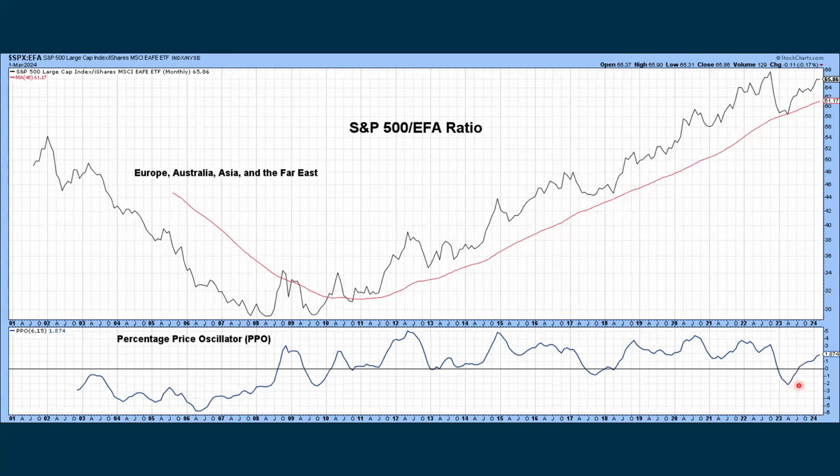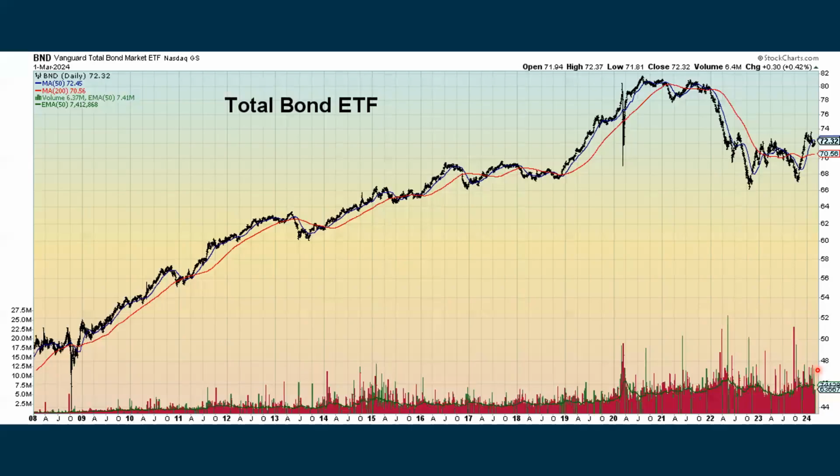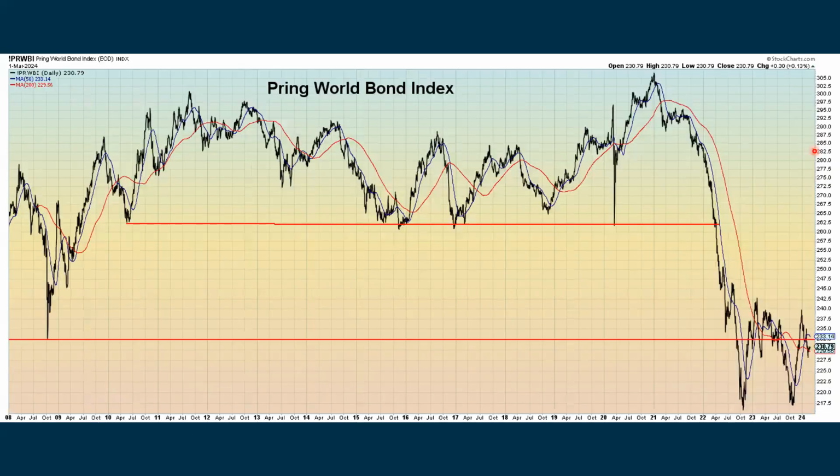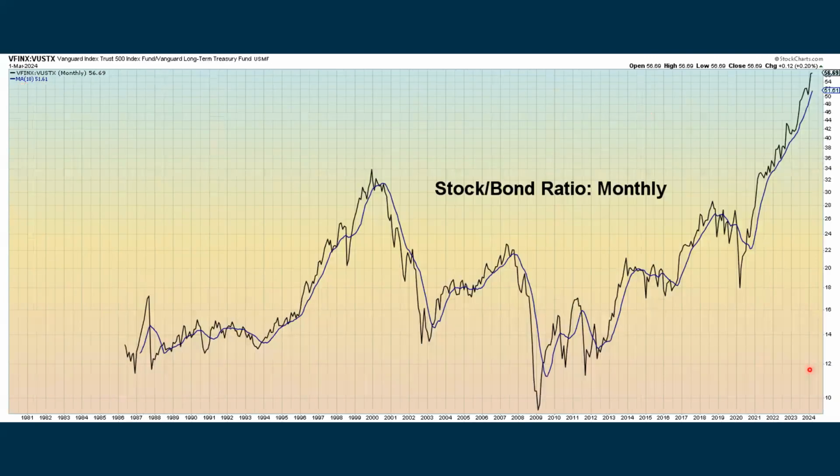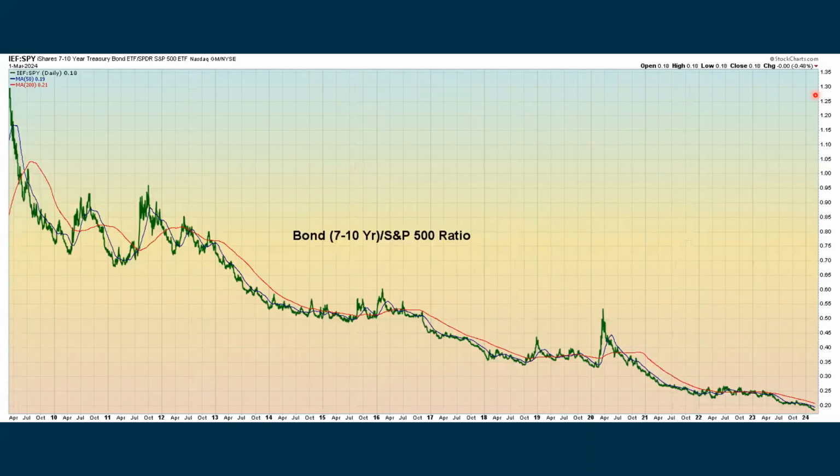We can also put a momentum oscillator on here as well, and that is continuing to show that things are positive. And this is a long-term chart. It's a monthly chart. Then we look at the price of bonds, which continue to be in an uptrend, even though they've been falling back. These are world bonds, also in an uptrend, but they've been falling back. Stocks continue to outperform bonds on a monthly chart. This is a daily chart showing how bonds are underperforming stocks.